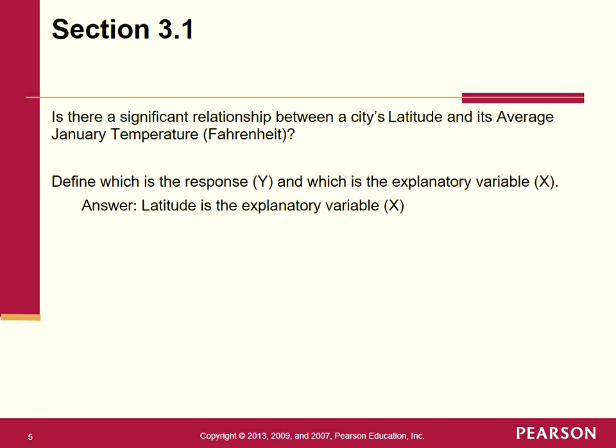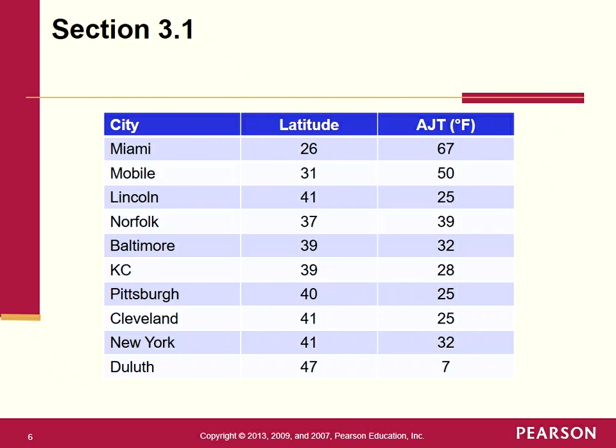A city's latitude sort of comes first. The city has to be established someplace. Oh, there's its latitude. What's its average January temperature going to be like? That's going to be the y. And I'm going to label it as AJT from now on, so I don't have to keep writing average January temperature, again in Fahrenheit. So what I did was look up 10 different cities, and looked up latitude and average January temperature. Notice we have some mixture of southern cities and some northern cities.